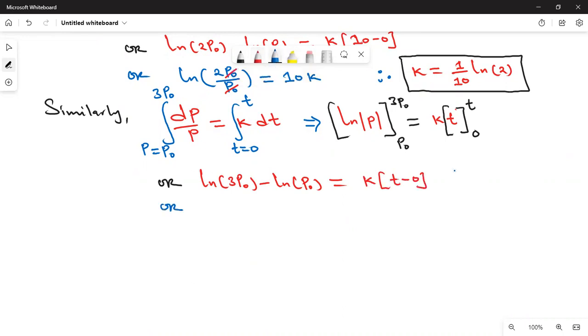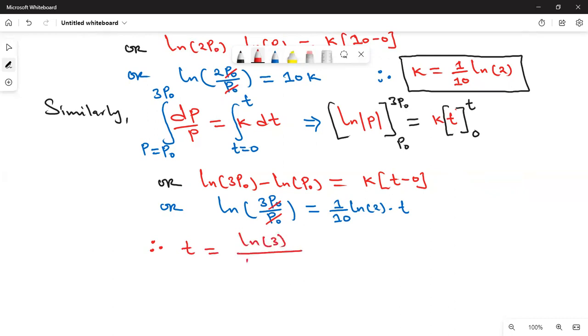Or log of 3p₀ over p₀ is equal to k, which we know the value, 1 over 10 times log 2, times t. So now make t the subject. Remember, the p₀ will cancel, so that we have log 3. Therefore, t is equal to log 3 over 1 over 10 times log 2.